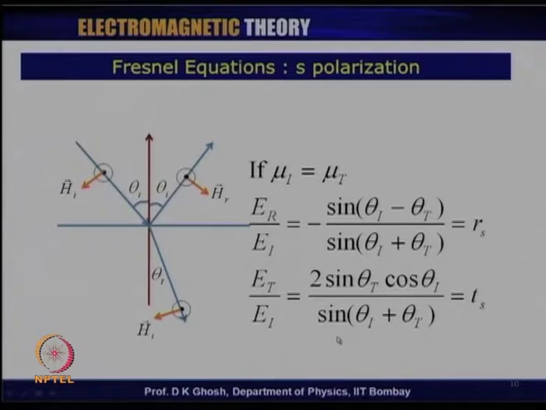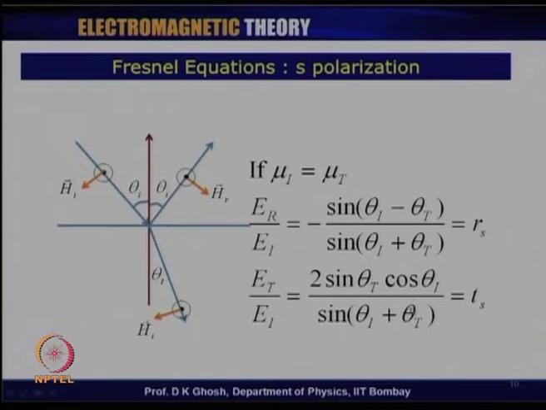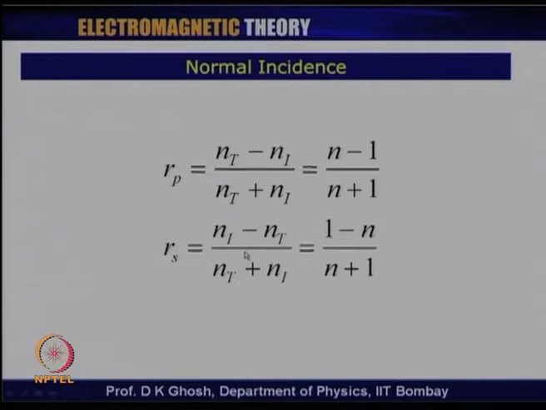Once again if you use mu I equal to mu T, you find E R by E I is given by minus sin of theta I minus theta t by sin of theta I plus theta t, which is my R S, and this type of expression is for my T S. Now, if you take normal incidence, which means the angle of incidence is 0, you can work it out that R p is given by n minus 1 by n plus 1 and R s is given by 1 minus n by n plus 1.